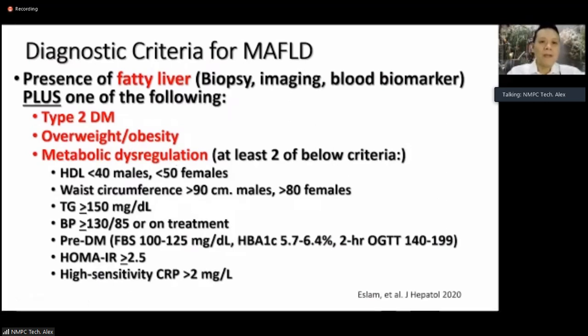If you notice, it did not include excluding other causes of chronic liver disease anymore. And I think this is more practical and more realistic because we do see patients with multiple chronic liver diseases.